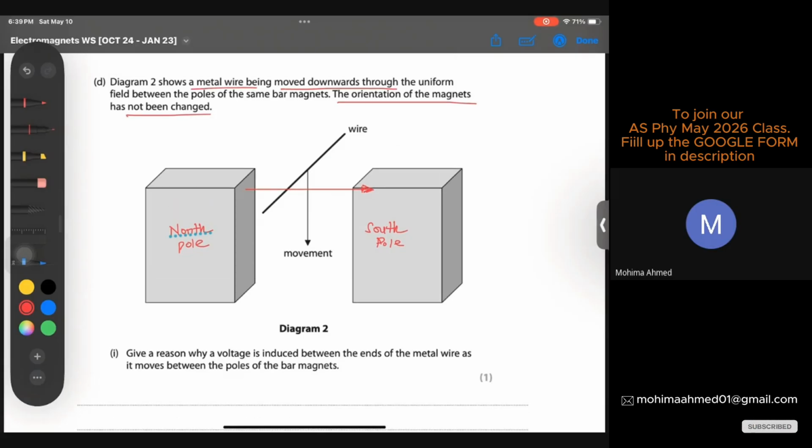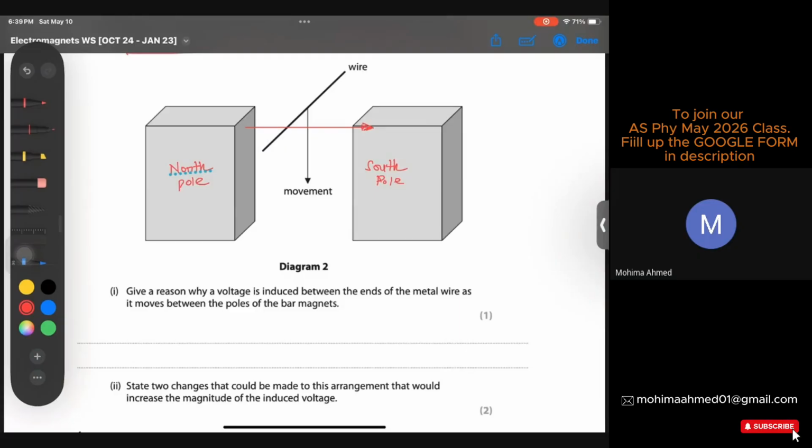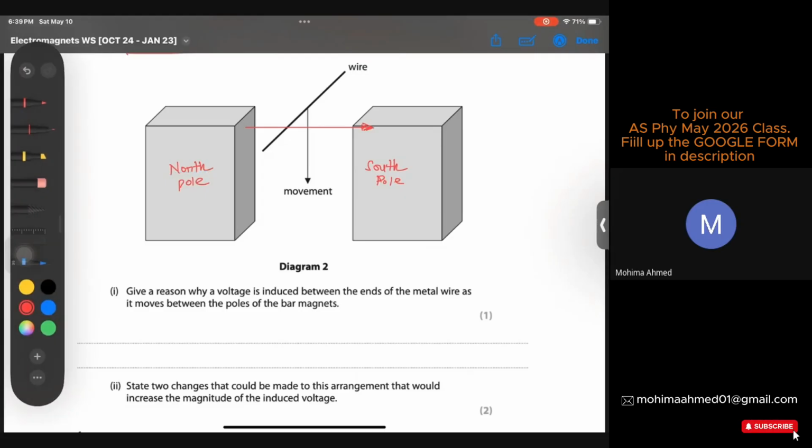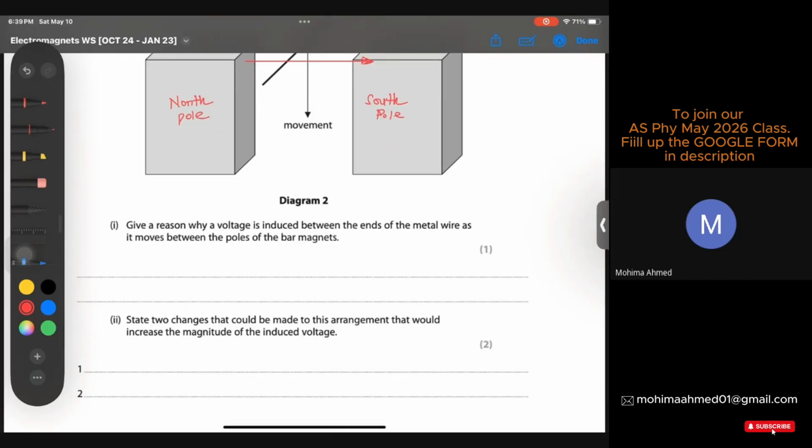It says give a reason why voltage is induced across the ends of the metal wire as it moves between the poles of the magnet. Similar to before, this time the wire is going to cut the magnetic field, which will create some flux linkage and eventually induce voltage. So I just have to write that it cuts the magnetic field lines, and that is enough as they're only giving you 1 mark.